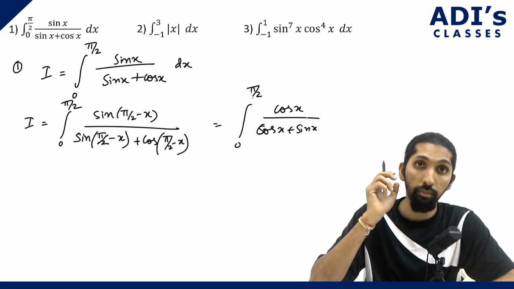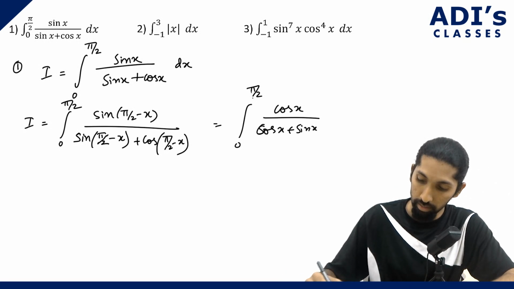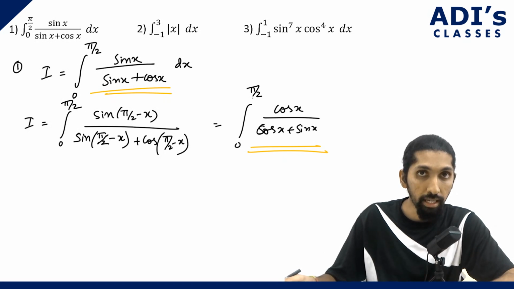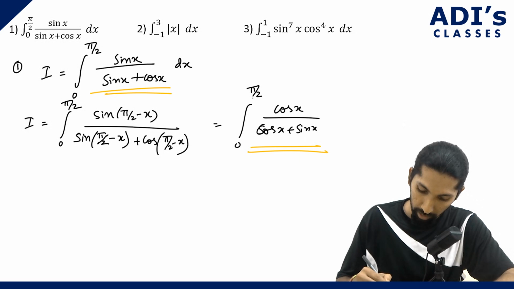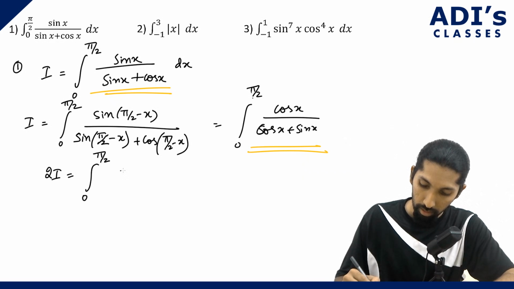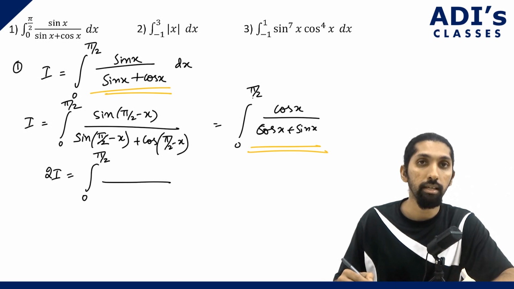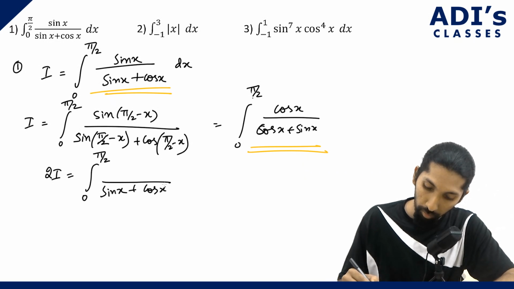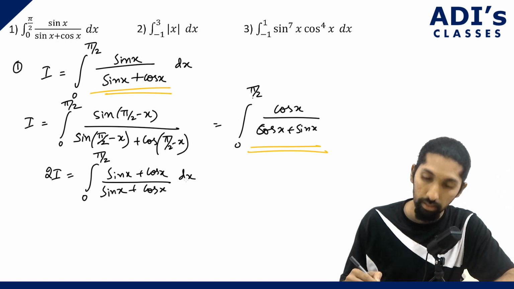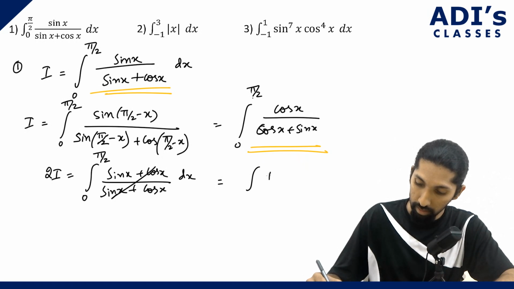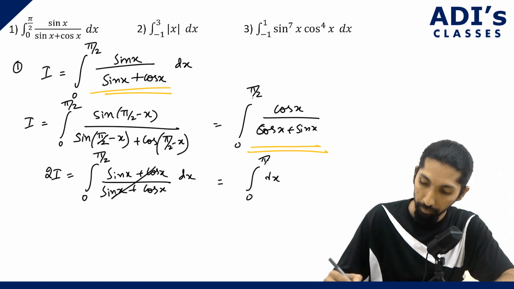Now guys, add both the values. That means you're going to add this integral and this integral. Since both of them are I itself, the LHS is going to become 2I is integral 0 to pi by 2. When you add, the denominator is the same, that is sin x plus cos x. The numerator also becomes sin x plus cos x, dx. It cancels off, that's 1. So what do you have? Integral just dx from 0 to pi by 2.